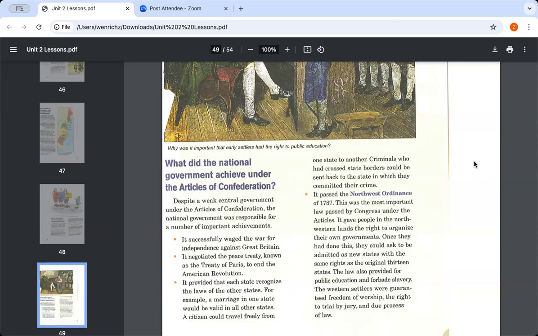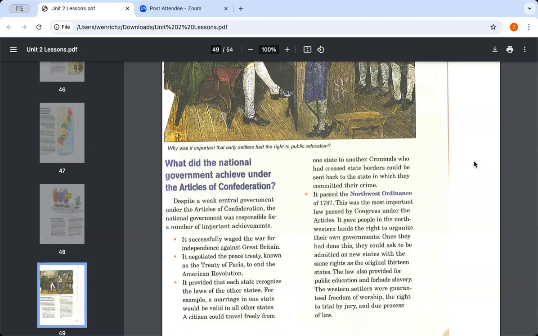Next, it provided that each state recognize the laws of the other states. For example, a marriage in one state would be valid in all other states. A citizen could travel freely from one state to another. Criminals who had crossed a state border could be sent back to the state in which they committed their crime.